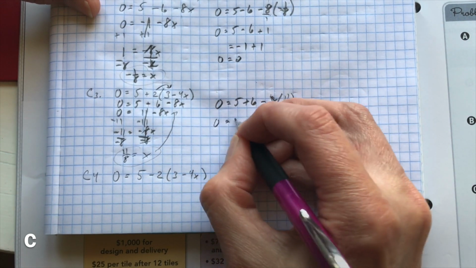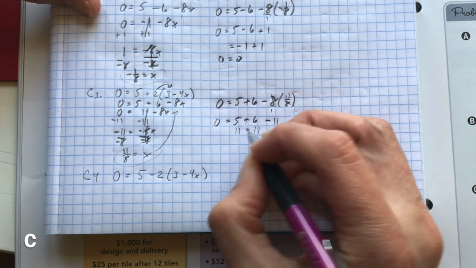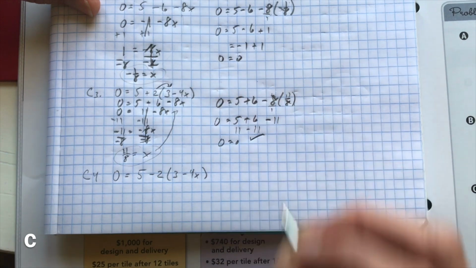So 0 equals 5 plus 6 minus 11. As you can see, we'd have 11 minus 11. 0 equals 0, it checks.